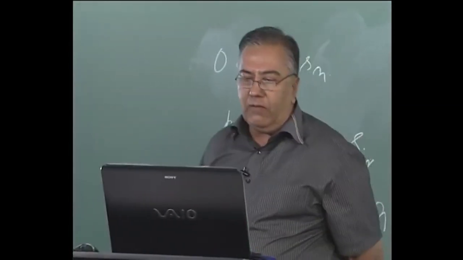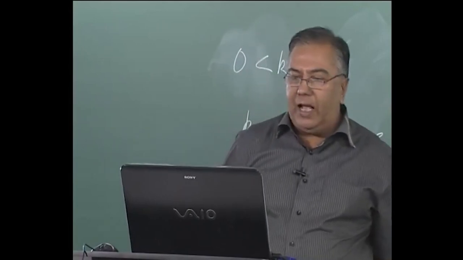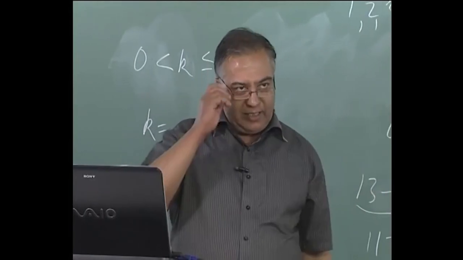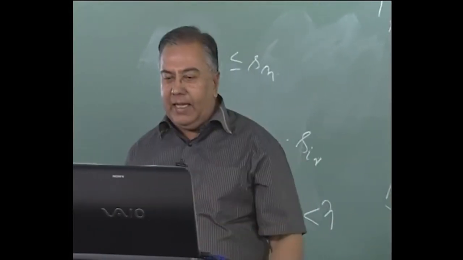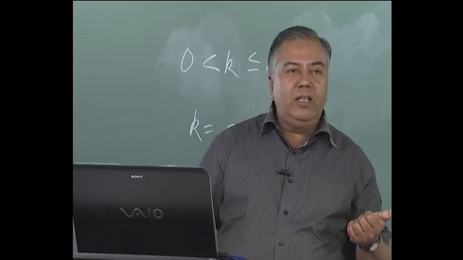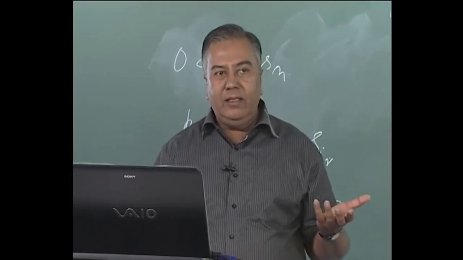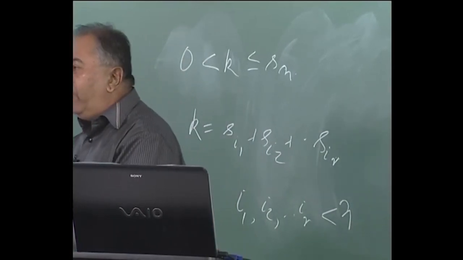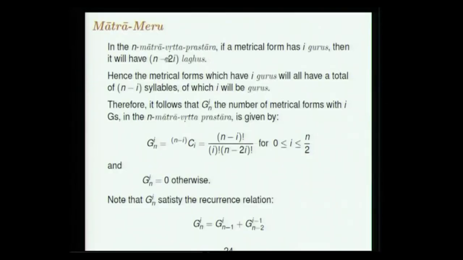So the question is, if you have an N matra vritta prastara, how many matra vrittas are there with I gurus? This is the question, right? So how do we understand this? If there are I gurus, the total matras are N. So I gurus will have 2I value. So what is the value left out? N minus 2I. Therefore, if there are I gurus and we have N matras, we have N minus 2I laghus.